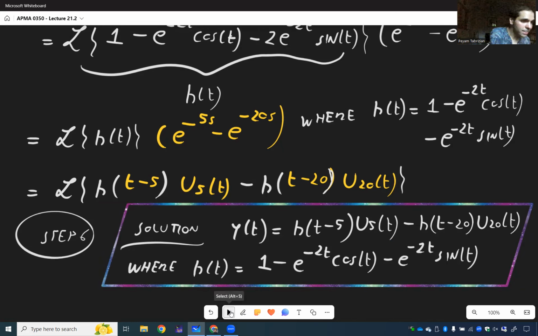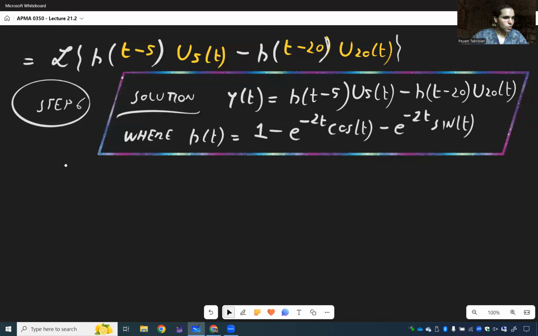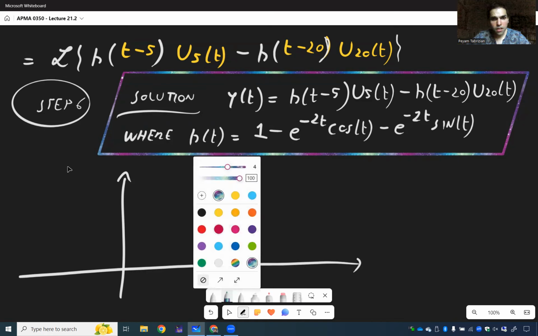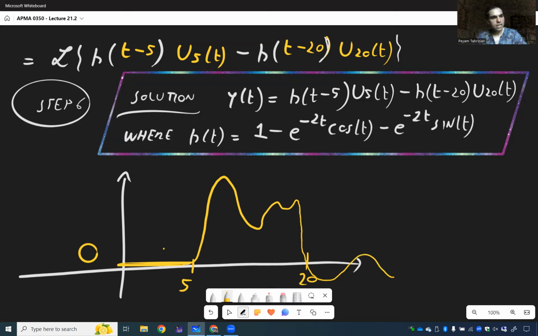And once again, this has a very cool interpretation in terms of the picture. So what does our solution look like? So once again, before 5, so maybe this is 5, the solution y is 0. And then between 5 and 20, it has this transition regime. So maybe it goes up like that, then it goes down. And then after 20, it's just sinusoidal, like that. So this is our solution y of t.